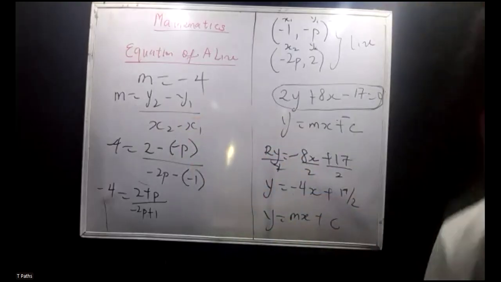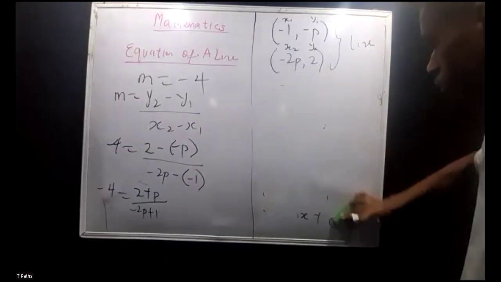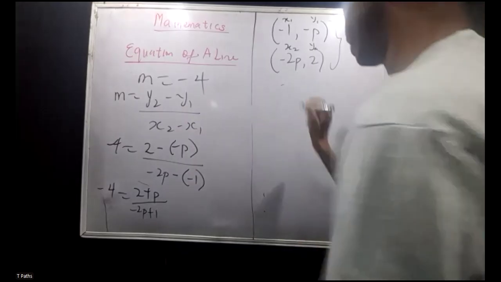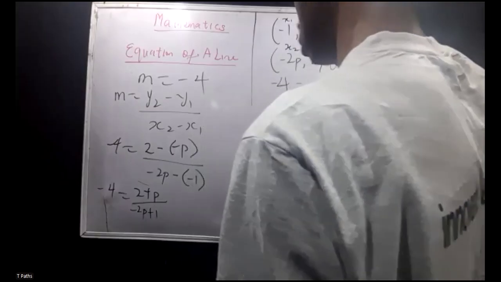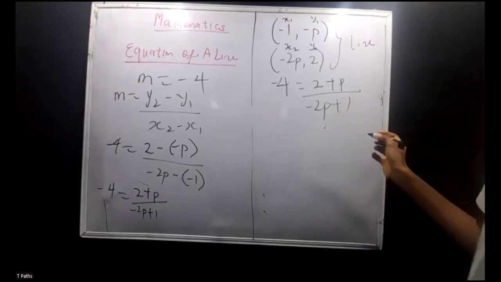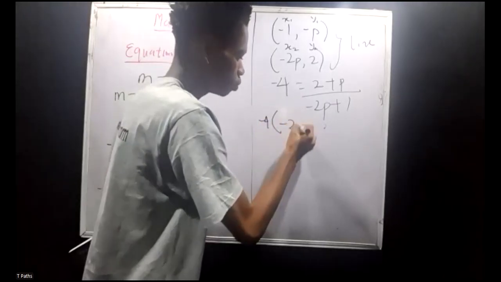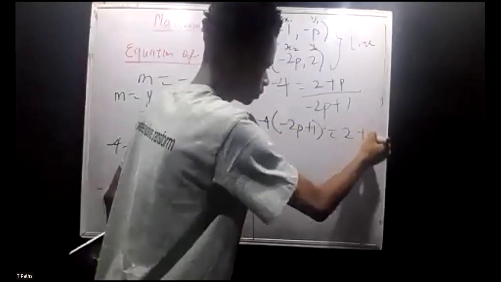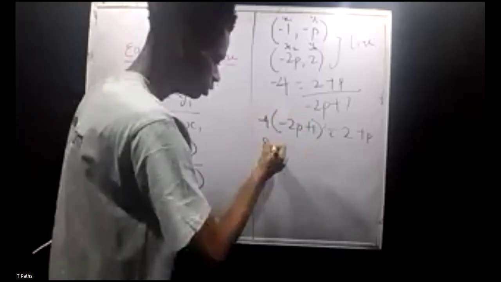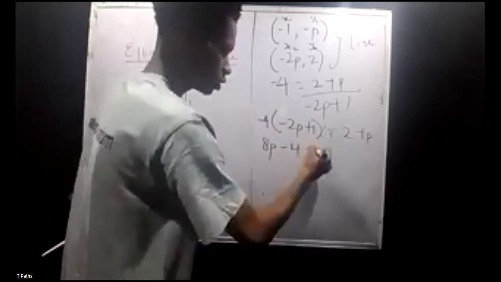All right, so let's continue from here. I have -4 = (2 + p)/(-2p + 1). Here I'm going to cross multiply. I'll have -4(-2p + 1) = 2 + p. Now I'm going to open the brackets. Minus 4 times minus 2p is 8p, because minus times minus is plus. Then minus 4 times 1 is minus 4, equal to 2 + p.